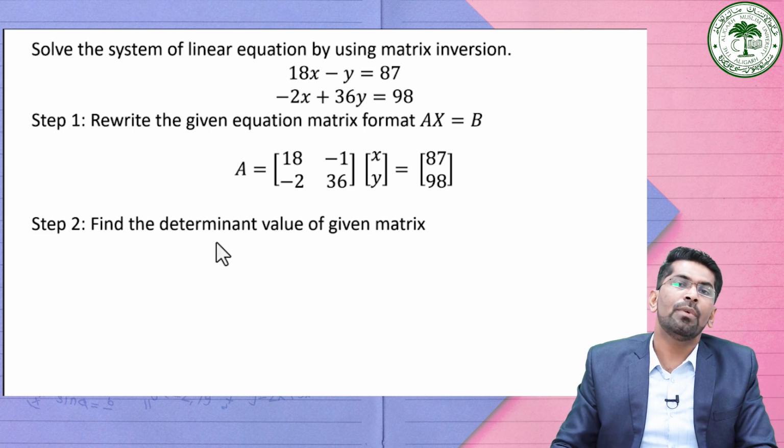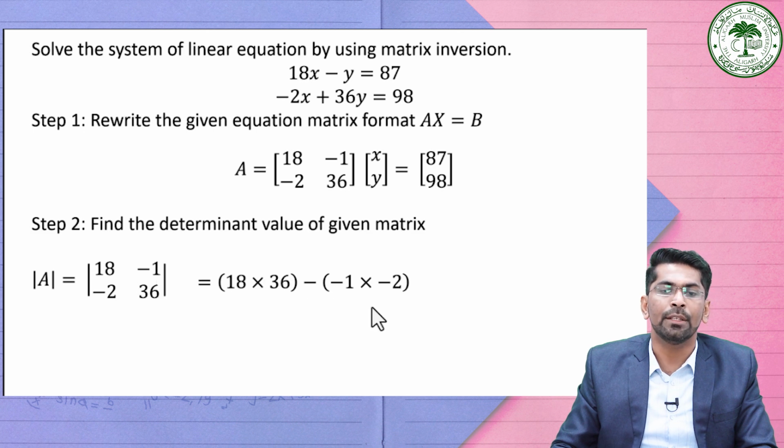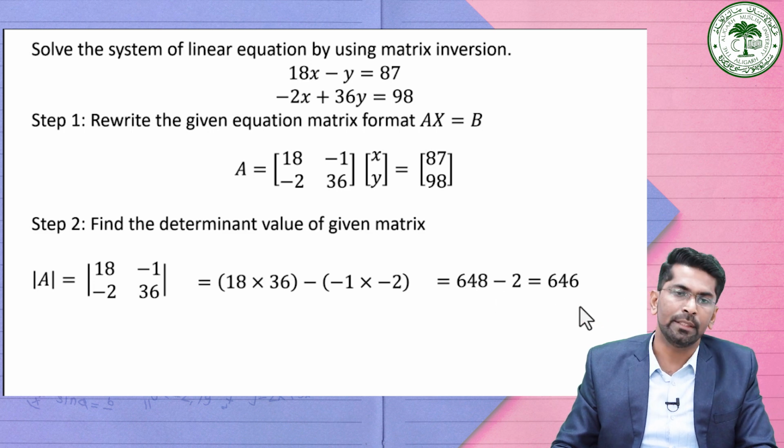So here we are going to find the determinant of the given matrix. So 18, minus 1, minus 2 and 36 is the matrix A. We are going to find the determinant of this given matrix, which is equal to 18 into 36 minus minus 1 into minus 2. If you simplify it, 18 into 36 is equal to 648, minus minus 1 into minus 2 which is equal to 2. So it is 648 minus 2 which is equal to 646.